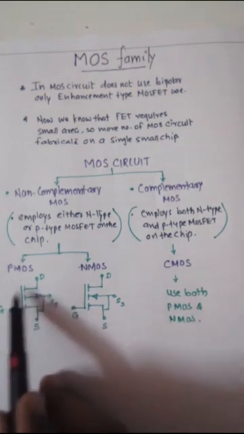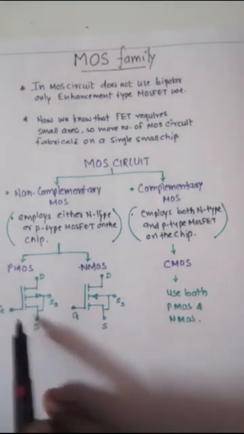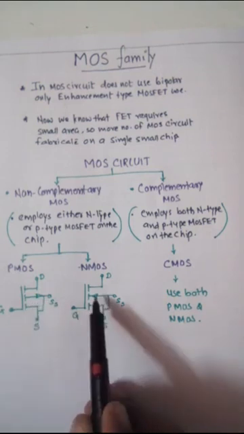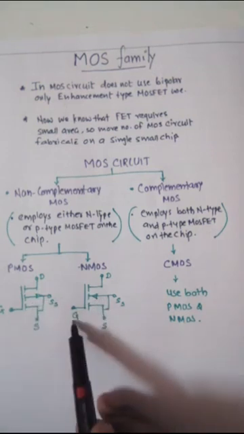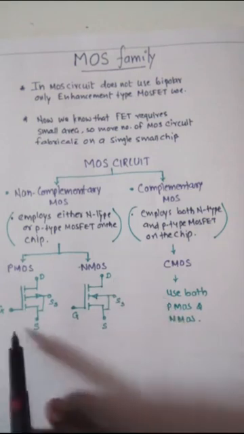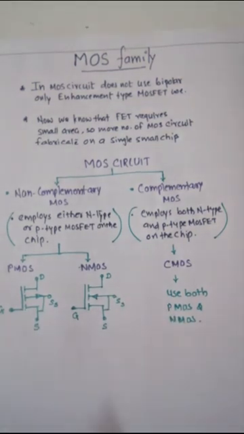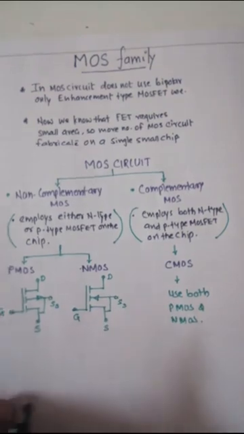Here is the symbolic representation of the PMOS. The arrow is outside for PMOS and inside for NMOS. The terminals are gate, source, drain and substrate, as we discussed earlier. Now we can understand how we can make the logic gates.